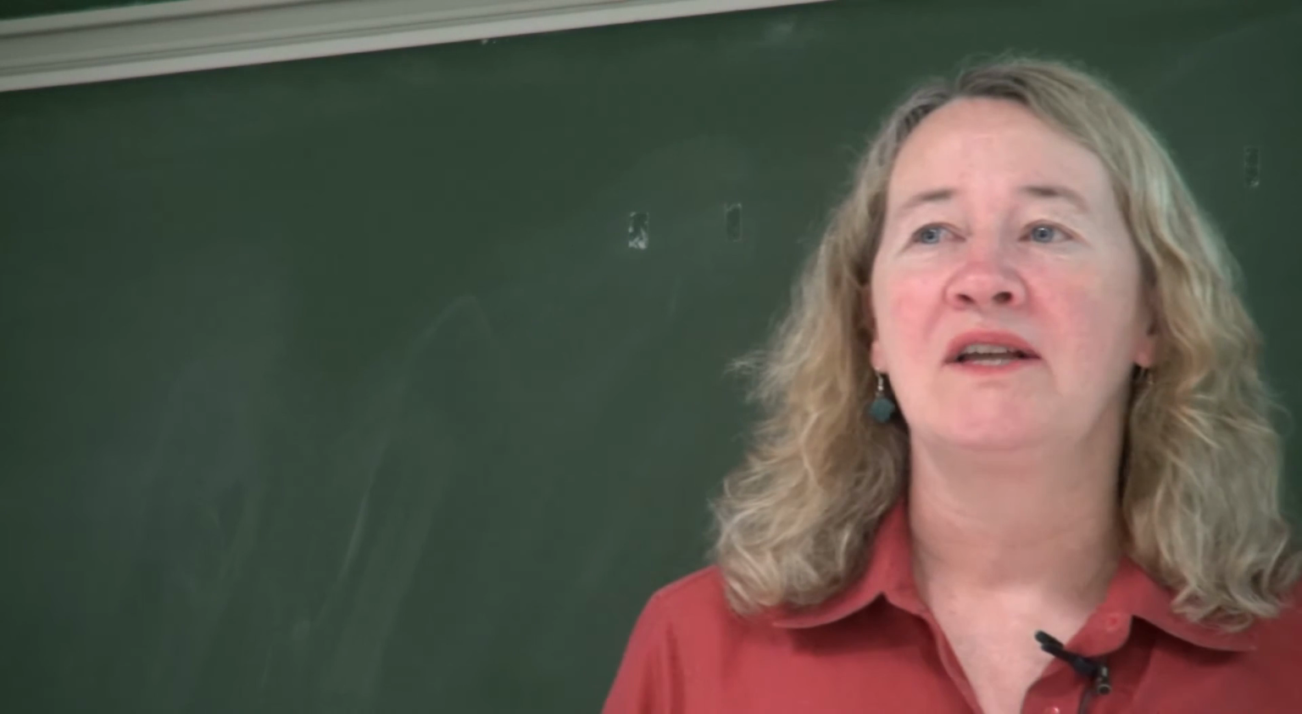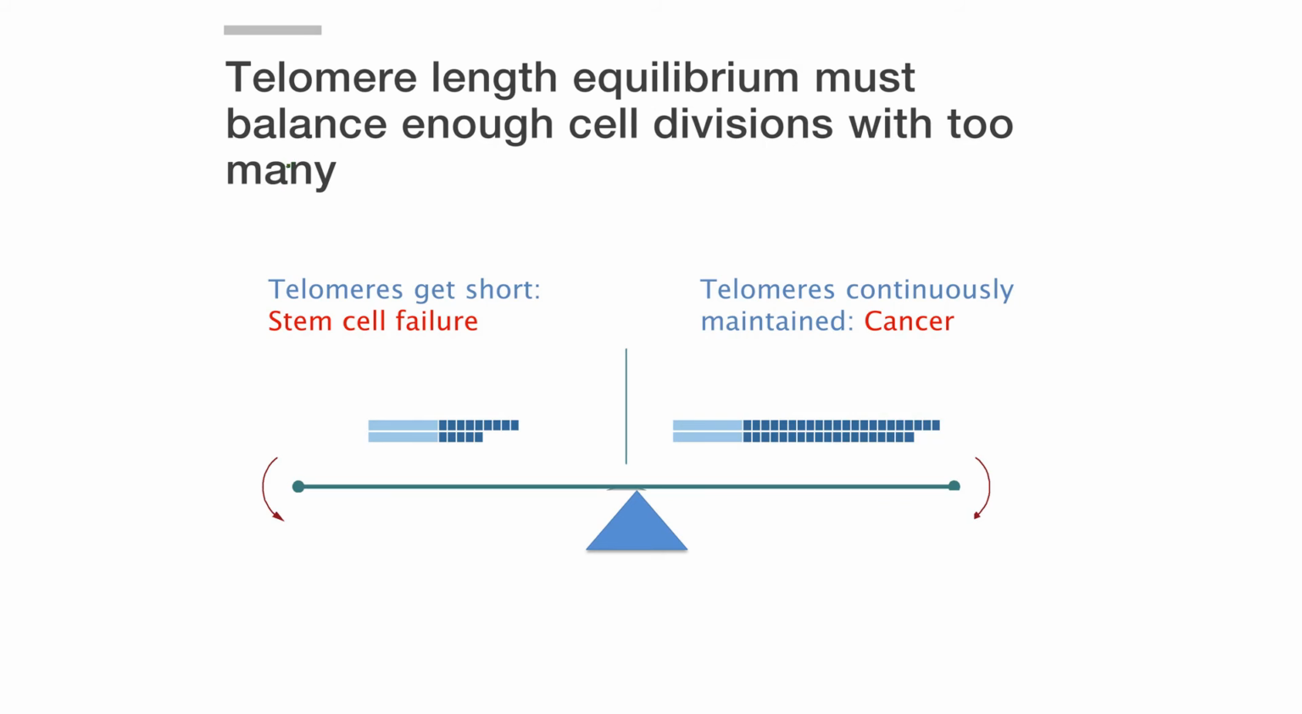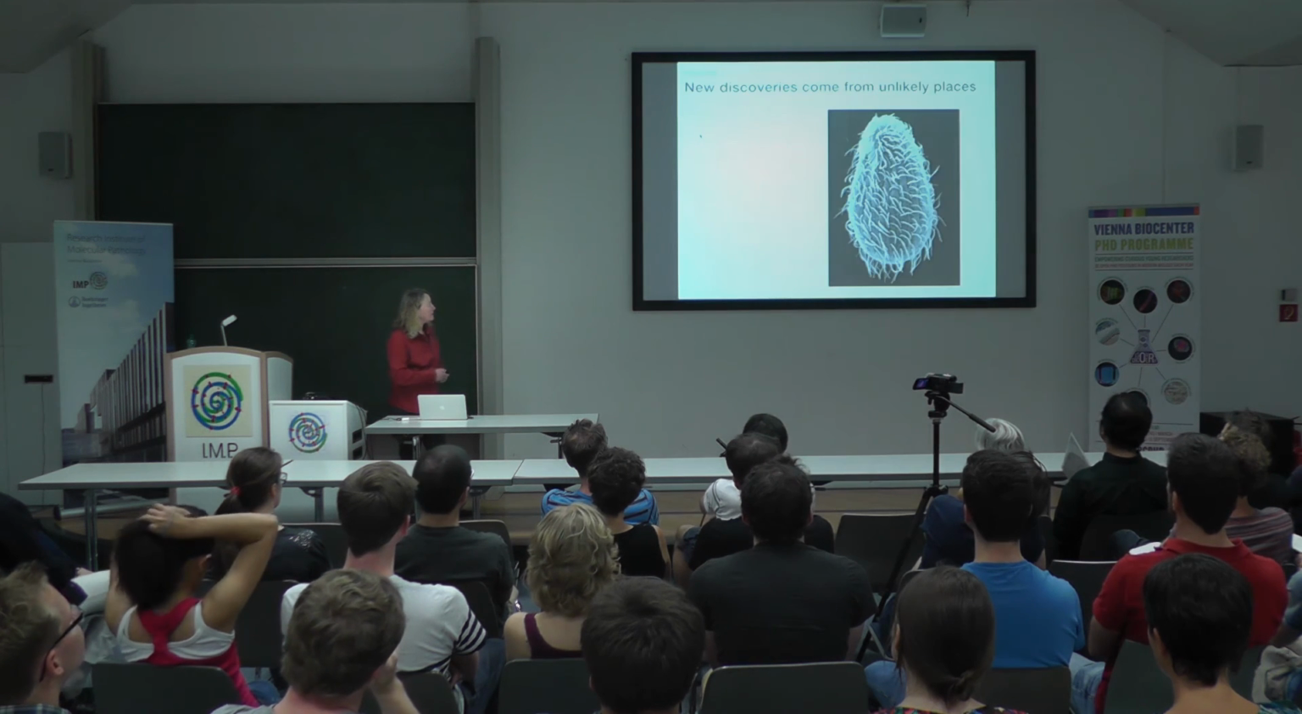So to summarize, what I've told you is that telomere length equilibrium has to balance enough cell divisions with too many. I've told you a story about telomeres. When they get too short, you can have stem cell failure and these syndromes of telomere shortening in humans. And in the case when telomeres are maintained continuously, there is an increased risk of cancer in terms of the cells being able to grow indefinitely. And so this normal telomere length equilibrium then has to balance these two sides of the roles of telomeres.